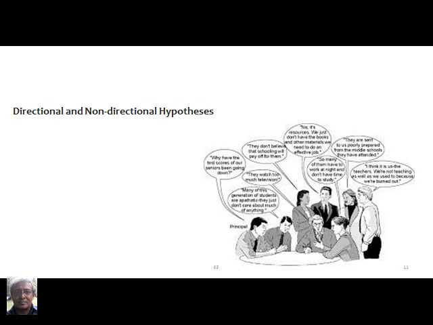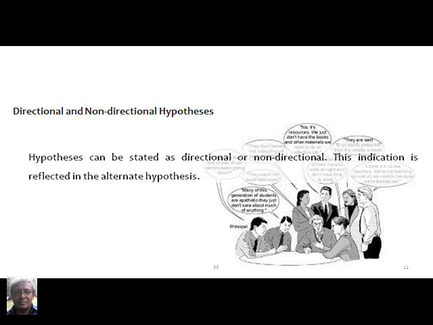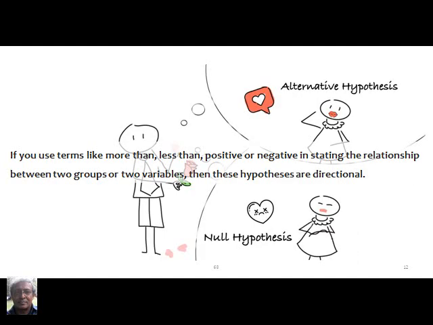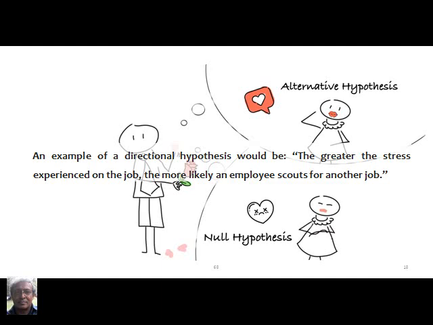Directional and non-directional hypothesis. Hypothesis can be stated as directional or non-directional. This indication is reflected in the alternate hypothesis. If you use terms like more than, less than, positive or negative in stating the relationship between two groups or two variables, then these hypotheses are directional. An example of a directional hypothesis would be: the greater the stress experienced on the job, the more likely an employee scouts for another job.